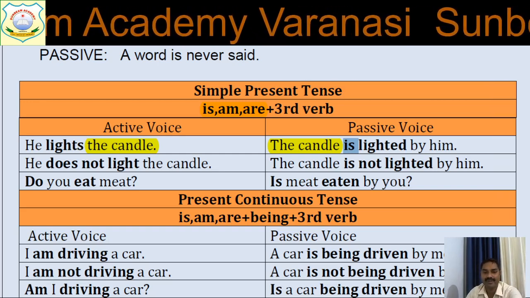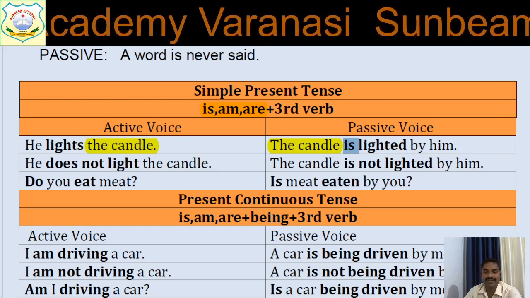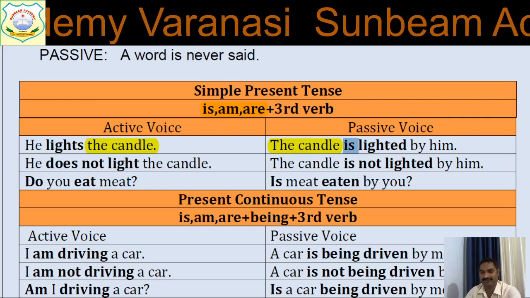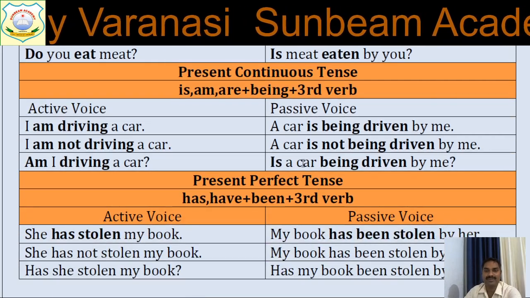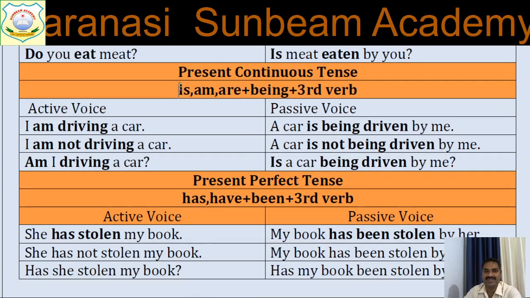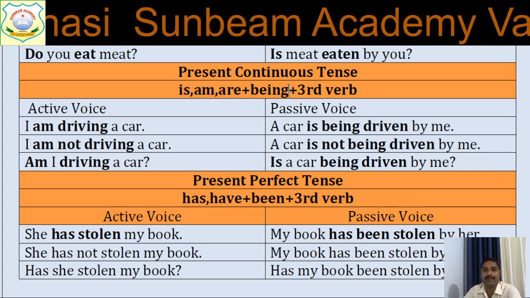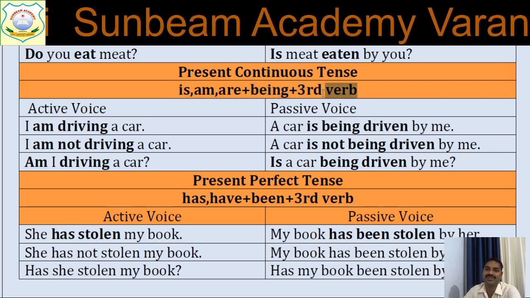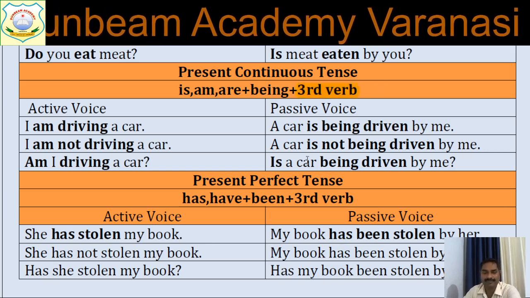Okay, no other way. All right, next, we shall take only one example from each. Then we shall proceed further. Next is present continuous tense. There in present continuous tense, again you use is, am, are, plus there is one new thing, being. And then you use the third form of the verb. This is not any wonder.